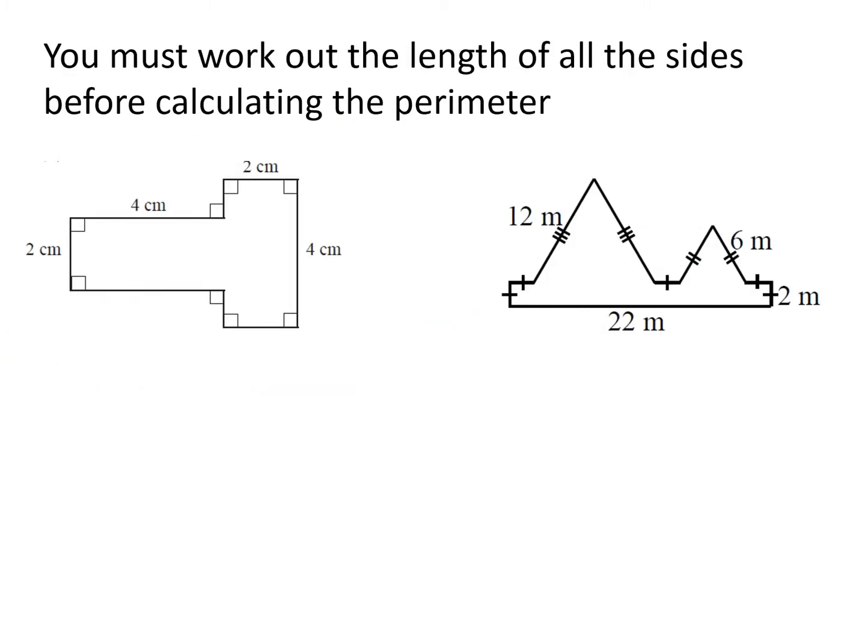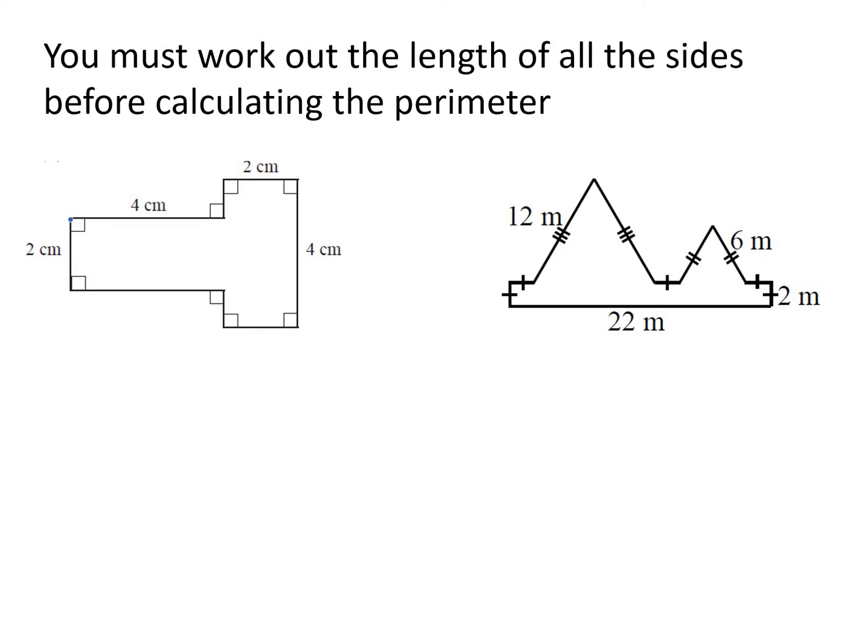So very simply, that's how we calculate the perimeter of an object. Sometimes you might have a trickier looking object. You might not have just a simple rectangle. In that case, you need to make sure that you know the length of all of the sides before you calculate the perimeter.